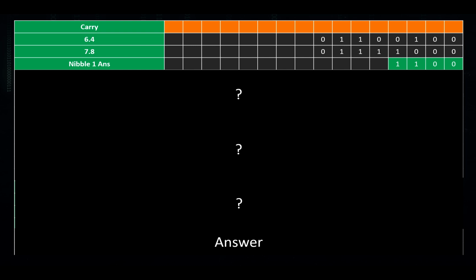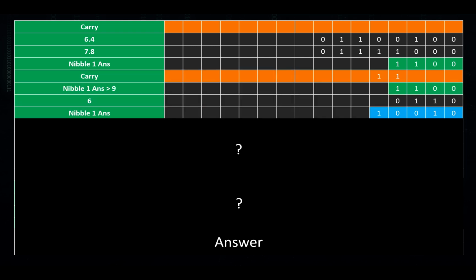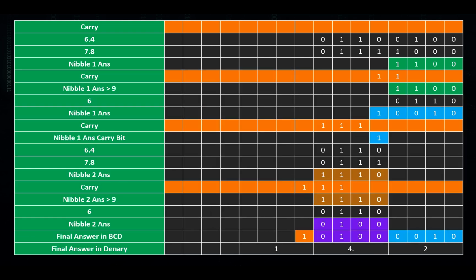Now this one again, I'm not going to go through it. You can pause the video and then unpause it, and I'm just going to reveal the answer. If you do that, you should then get 14.2. And again, of course, you can easily check this just by adding them directly in denary.